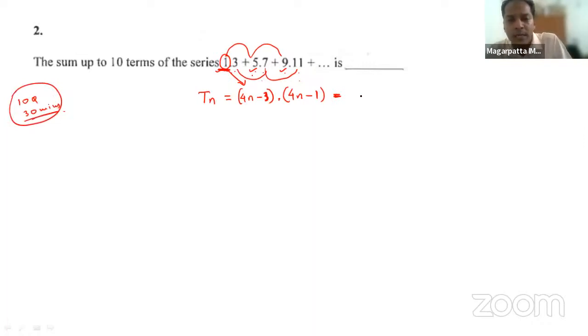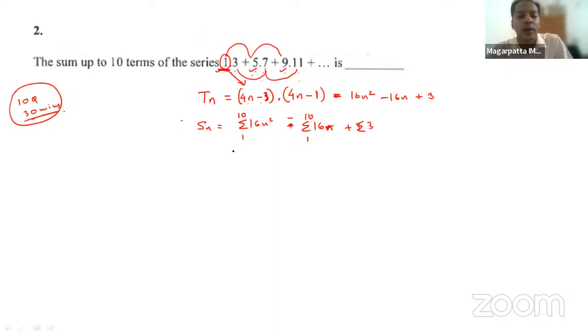4n minus 1 times 4n minus 3: 16n square, and 4n into minus 3 and minus 1 into 4n, that is minus 16n, and minus 1 into minus 3, that is plus 3. If this is Tn, Sn is nothing but summation of 16n square from 1 to 10 minus the summation of 16n from 1 to 10 plus summation of 3. Summation of 3 is nothing but 3 into summation of 1.